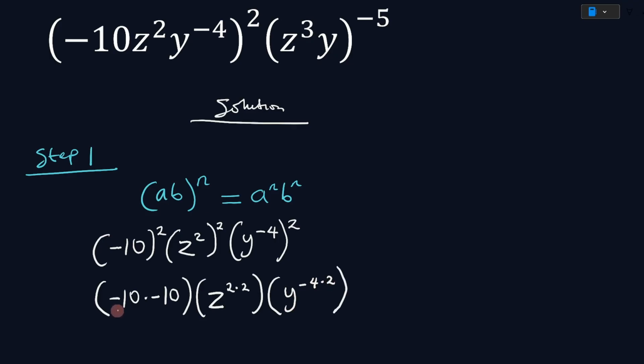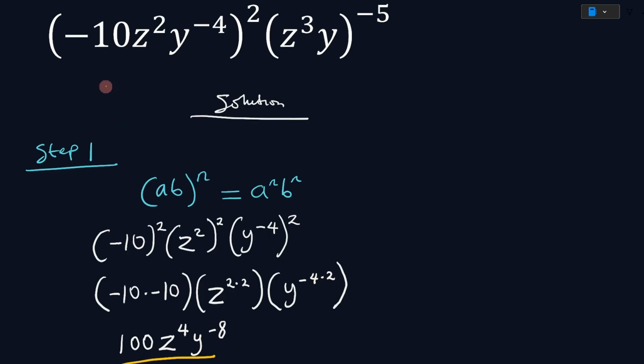Note, whenever a negative number is multiplying another negative number, the resultant product is always positive. So negative 10 multiplied by negative 10 is 100. Z to the power of 2 multiplied by 2 is z to the power of 4. Y exponential negative 4 multiplied by 2: also note, whenever a negative number, in this case negative 4, is multiplying a positive number, the resultant product is always negative. So y exponential negative 4 multiplied by 2 is negative 8. This is for this very first factor.